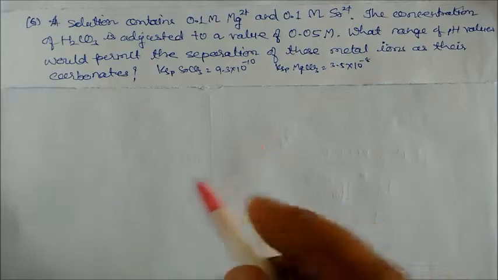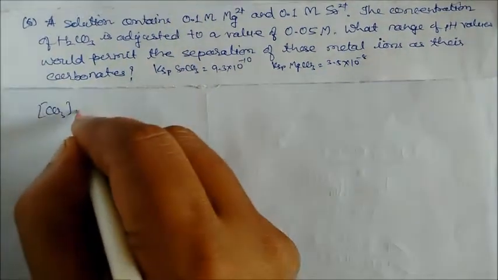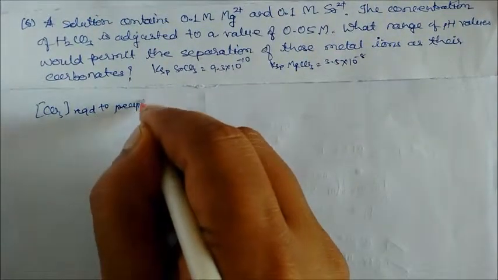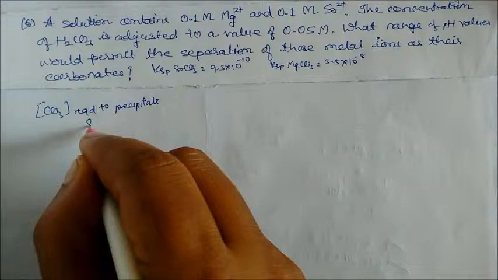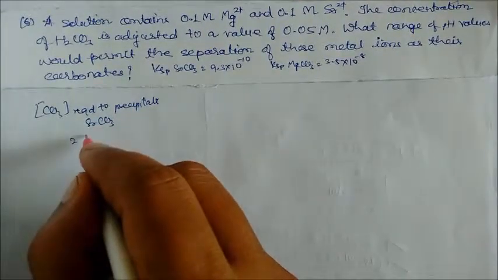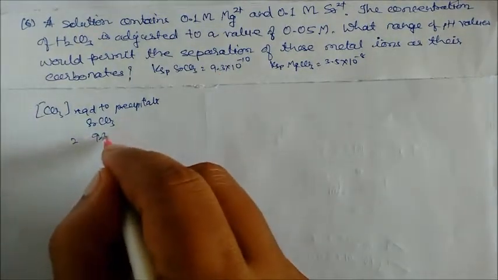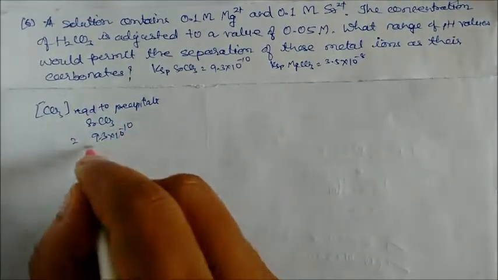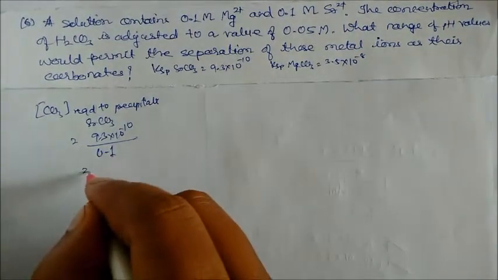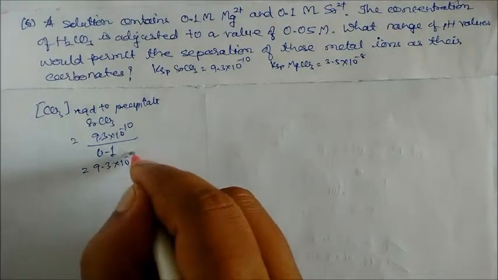So first we will find the carbonate concentration required to precipitate strontium carbonate. So we can write the Ksp of strontium carbonate, which is given as 9.3 into 10 power minus 10, divided by 0.1. So we will get the value here: 9.3 into 10 power minus 9 molarity.